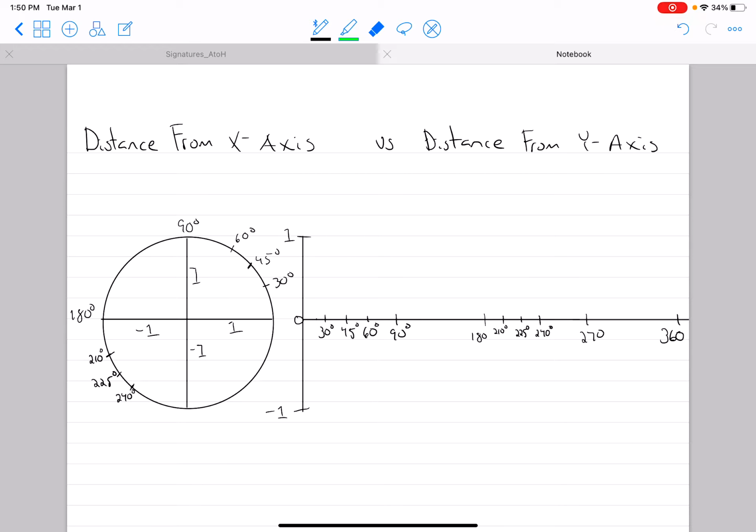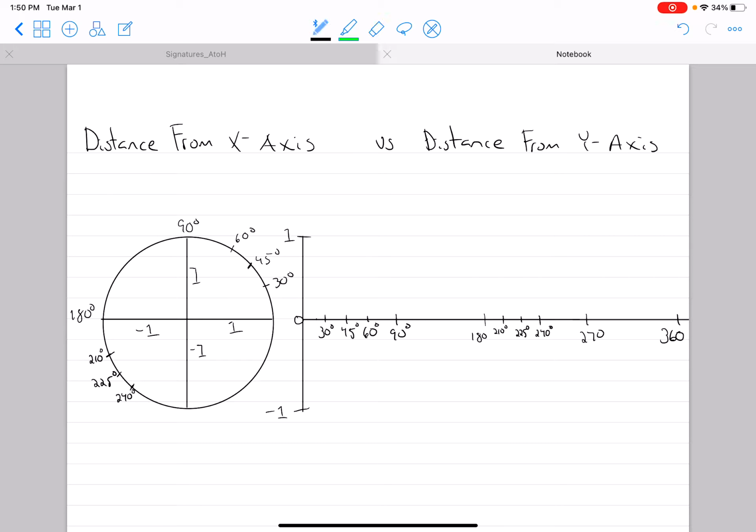It's the same spaghetti joint that we did yesterday. So I want to make sure you're on top of the game. Copy this down. Pause right now and copy everything down first. Cool, you did that. We're going to talk about distance from the x-axis versus distance from the y-axis.